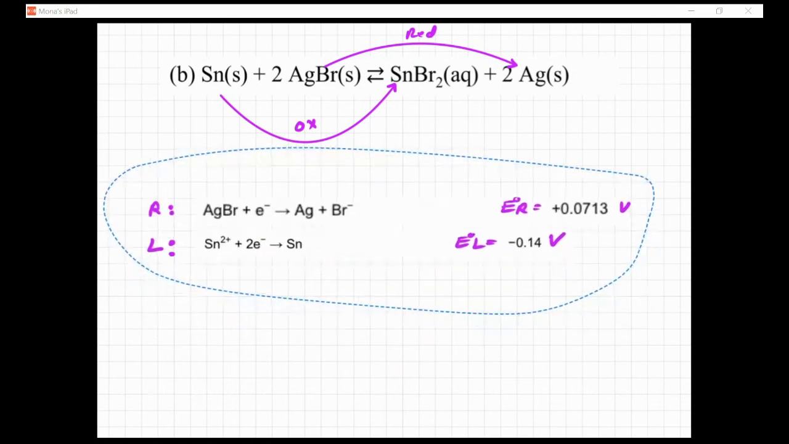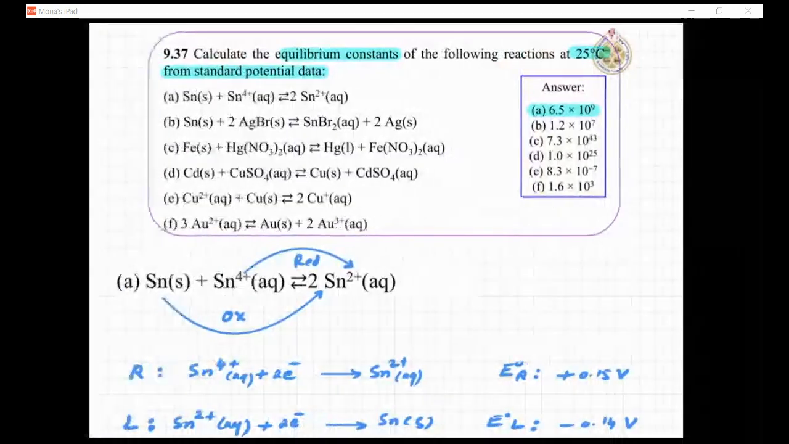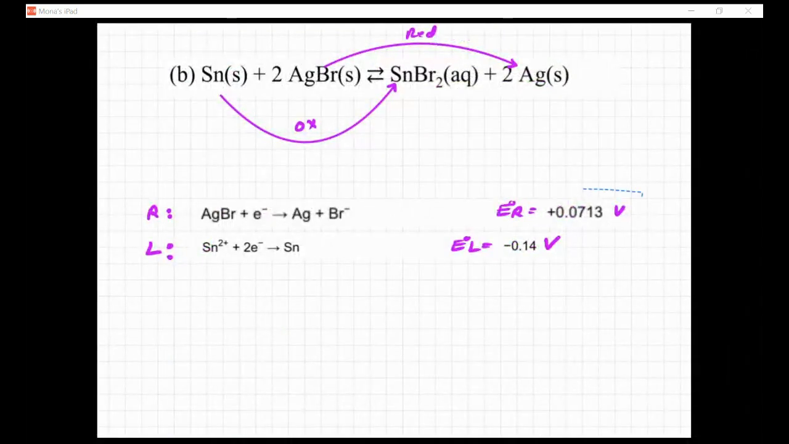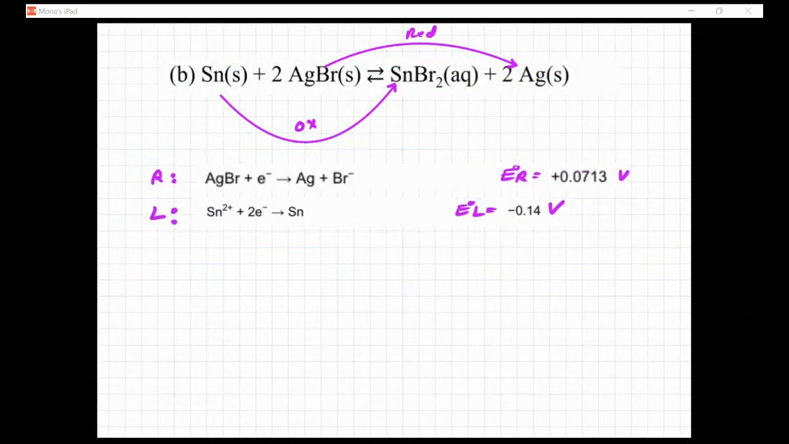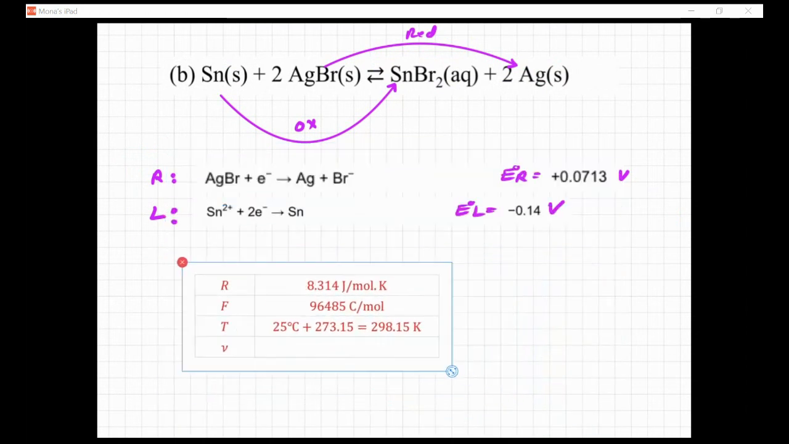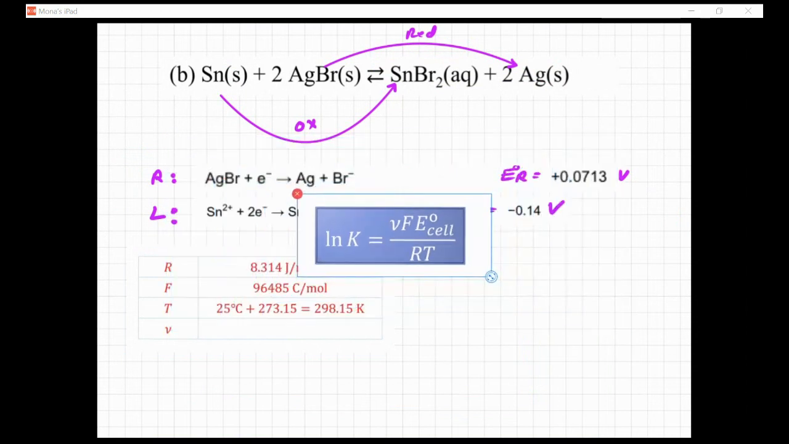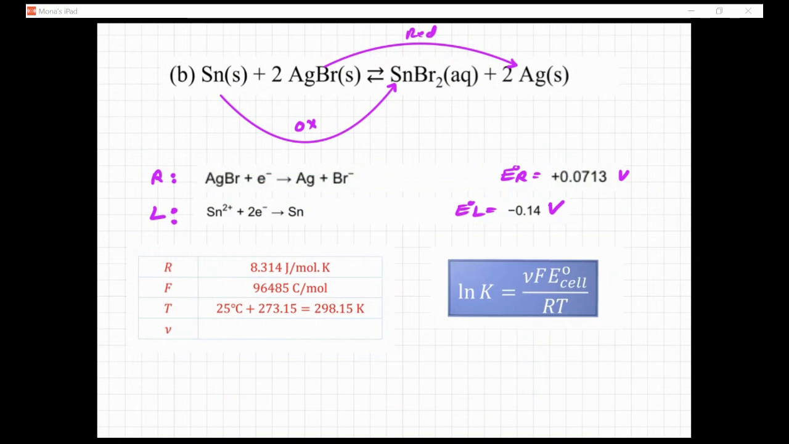Now this is what we need, and we will be able to calculate. The question is asking me to calculate the equilibrium constant. Now, what else? We need to give the value of nu. And these are the constants that we need. And we need the equation for ln k, so as to calculate k. The value of ln k will be calculated first, then we calculate the value of k. What we need is to know the value of nu.